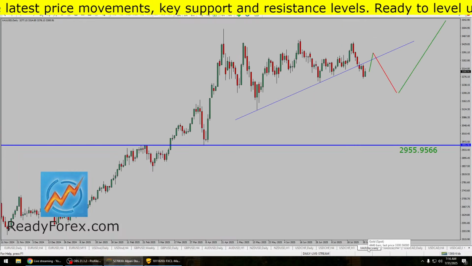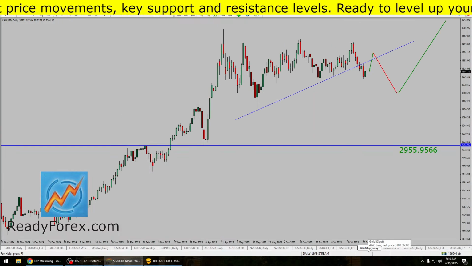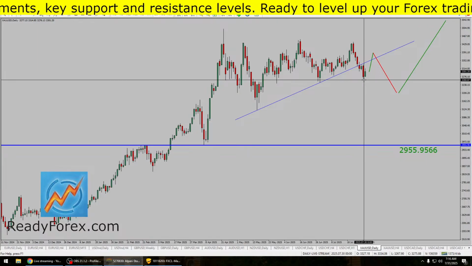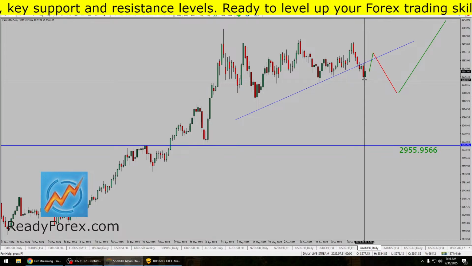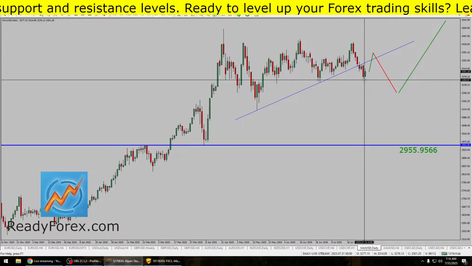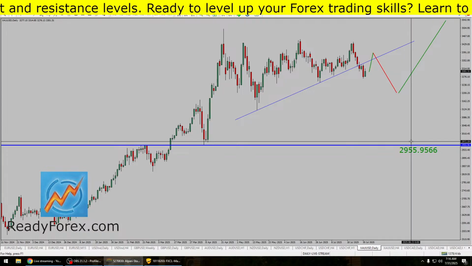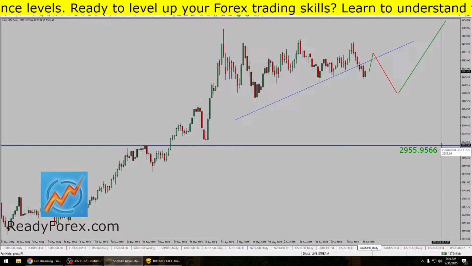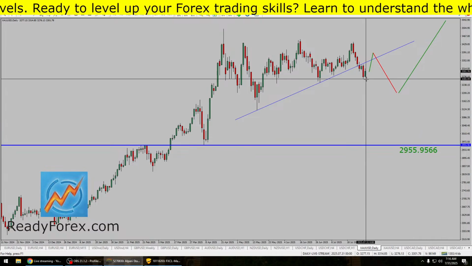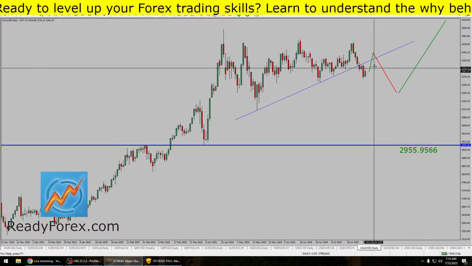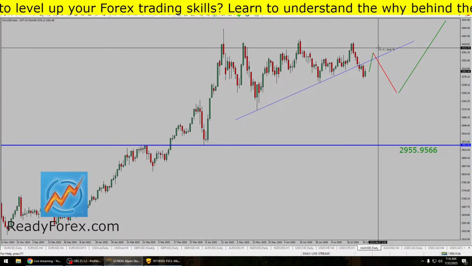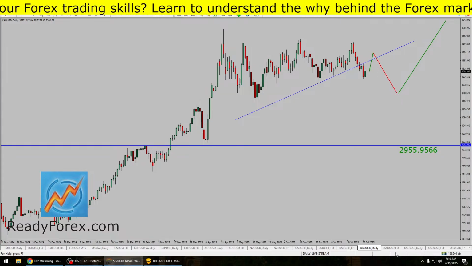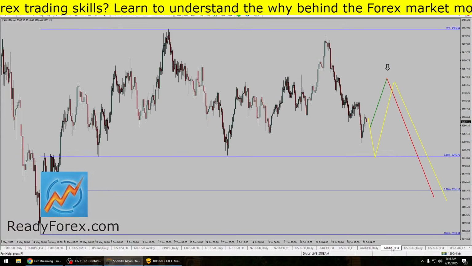Next one is the spot gold, XAUUSD pair. Now, gold is probably going to drop more. It looks bearish, and we have a support down over here at the 2955.9566 area. So spot gold is going to move sideways, a bullish pullback, and then the market is probably going to resume the decline.